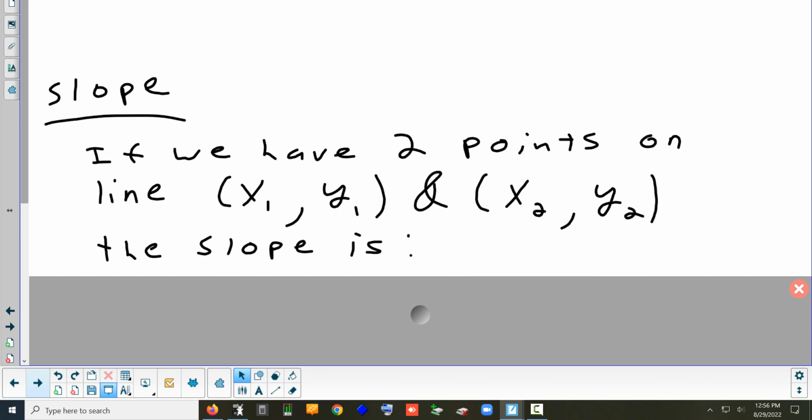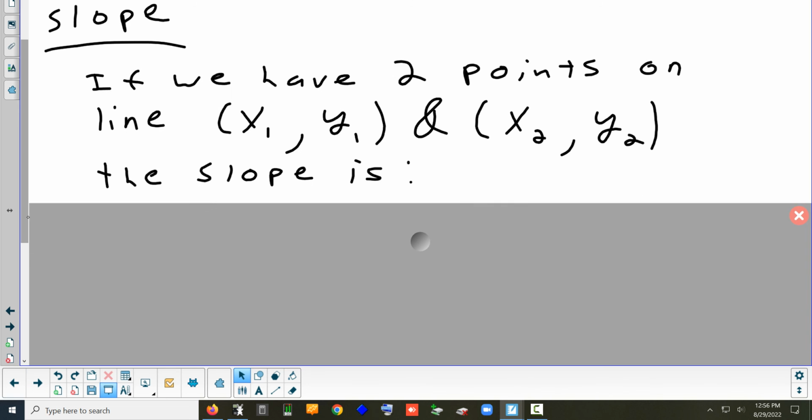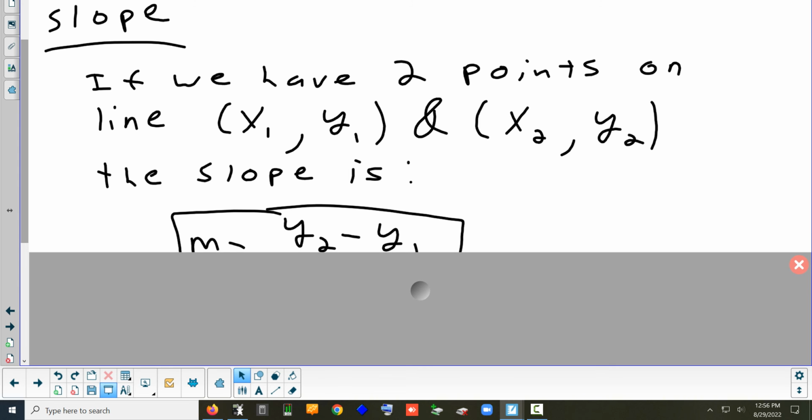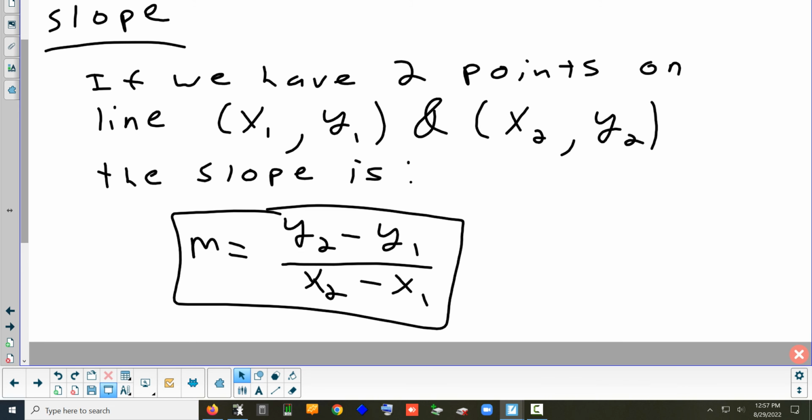So if we have 2 points, does anyone remember the formula for slope? Using like x's and y's. I know it's rise over run, but I'm looking for something a little different. Luke? That would be y2 minus y1 over x2 minus x1. Yep. So your slope is y2 minus y1 over x2 minus x1. Some people remember that as rise over run.